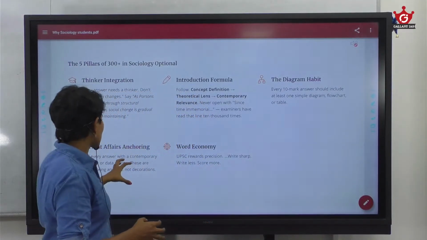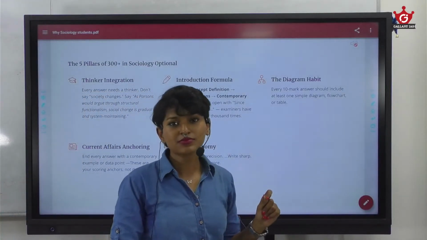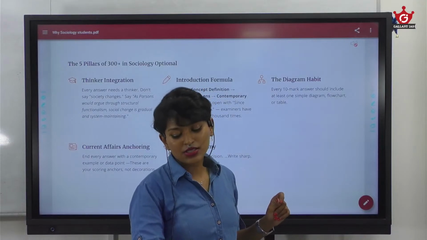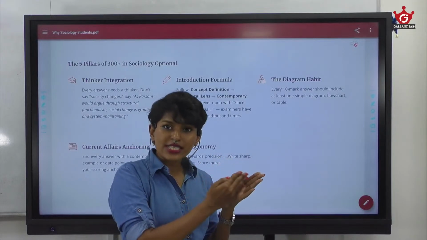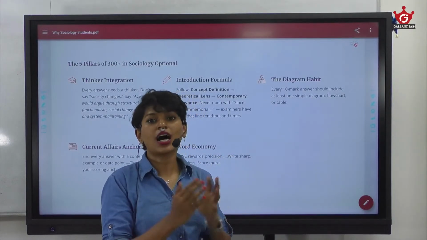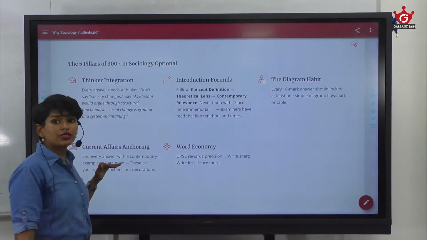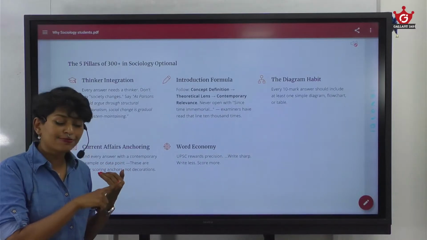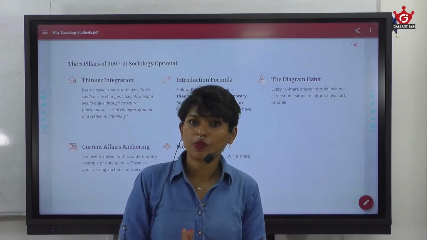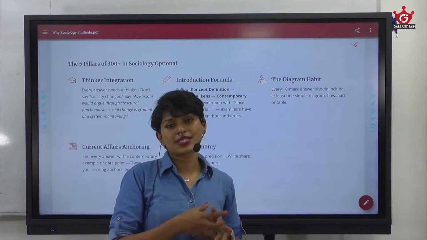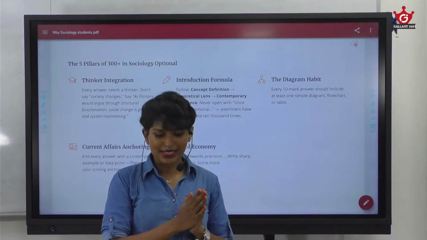Then the next one is about anchoring current affairs to your answer. That means instead of just stating whatever you know, whenever you are explaining something, I would suggest you bring an example or some kind of data point. It can be from the previous census, from NSSO reports, or any government scheme. A solid example can make that difference.